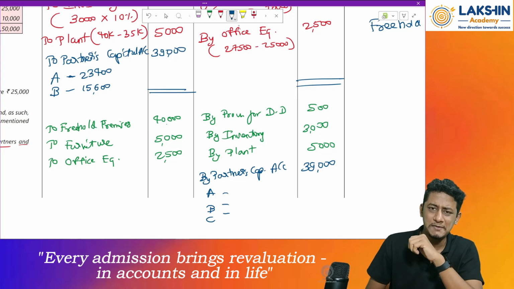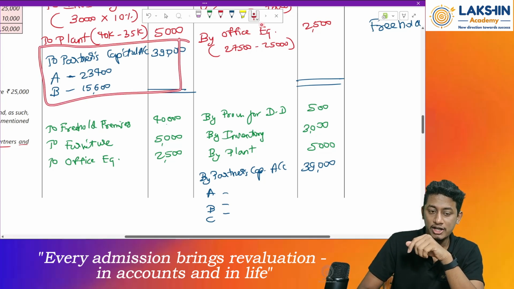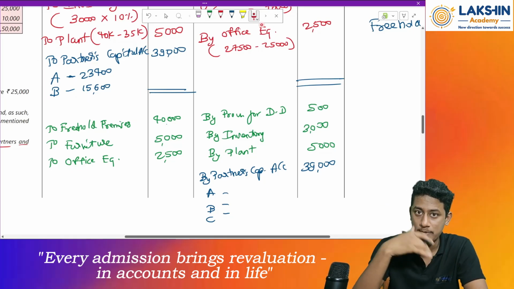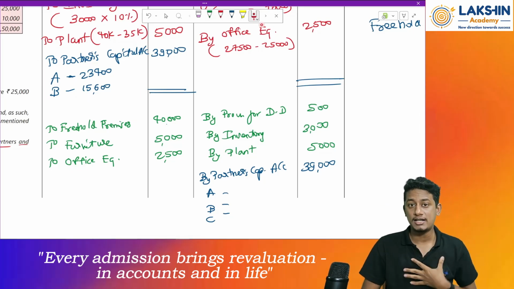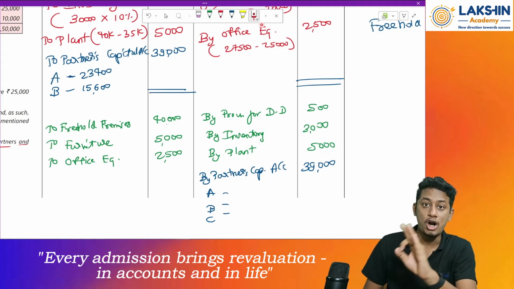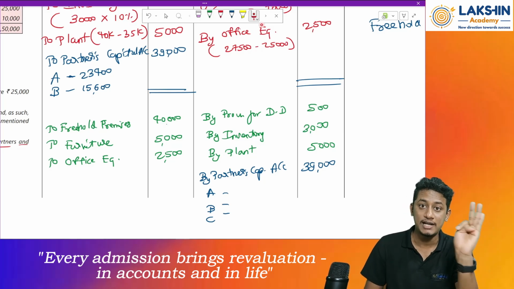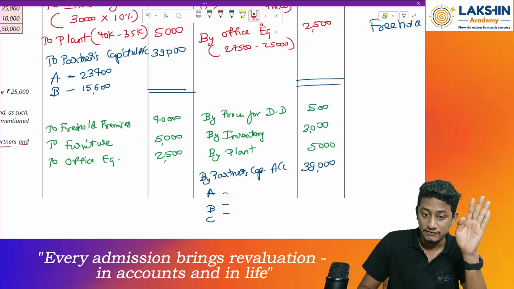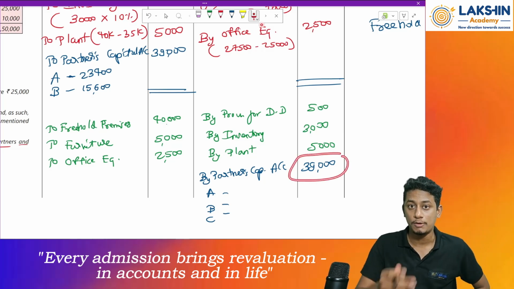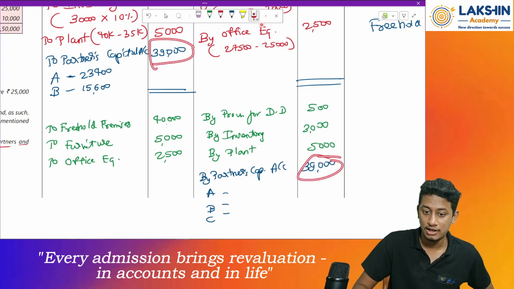Now sir, why to divide it between all the three partners? I will tell you the logic. See, this was belonging to the old partners, so I divided between the old partners. But now all the partners together are saying that the revaluations should not be done and the value of assets and liabilities should be kept as it is. Since all the three partners are agreeing to that, they say that all should divide the losses or profits, whatever is there.